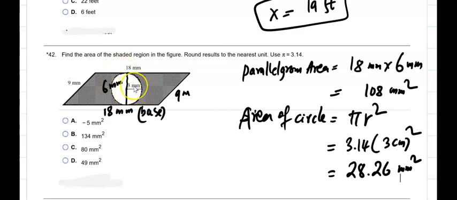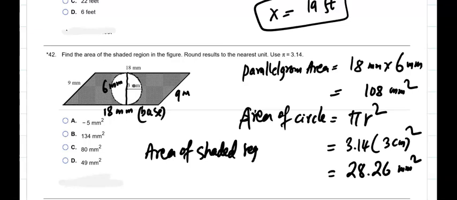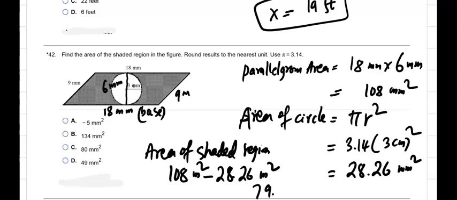So I have the area of the whole, and I have the area of the center circle. If you subtract, you get the area of the shaded region. So the area of the shaded region is going to be 108 millimeter square minus 28.26 millimeter square, and if you subtract, you get 79.74 millimeter square. If you round it to the nearest unit, you have the option 80 millimeter square, which is C.